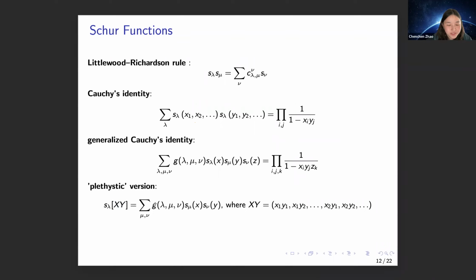We can see the last three equalities are related. For instance, if you multiply both sides here by S lambda of z and you sum over all lambda, then by Cauchy's identity you are going to get whatever we have on the right-hand side for the generalized Cauchy's identity. So this part is for xy and the other part is for z.